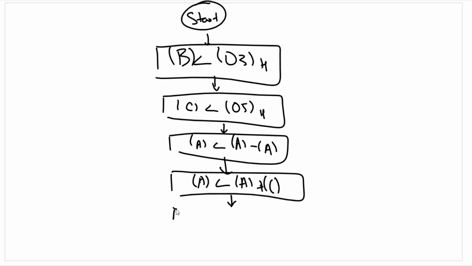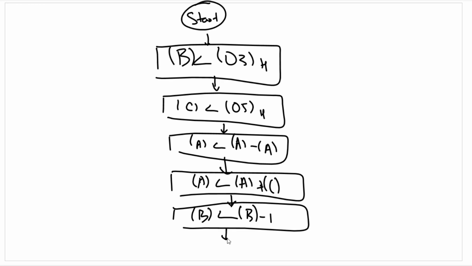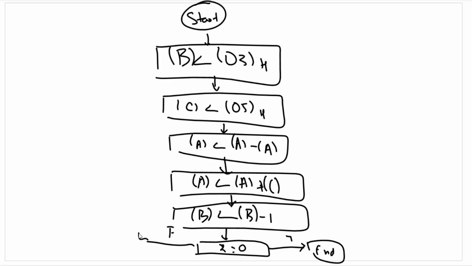Then we decremented B. Then we check the condition. So if Z is equal to 0, if this is true, the instruction ends. If this is false, it goes back to this particular location, that is where A will be added to C. So this loop will take place.